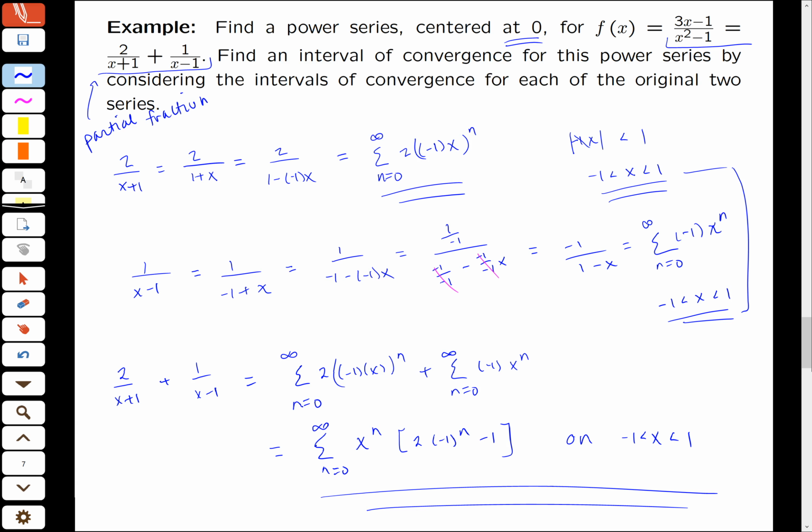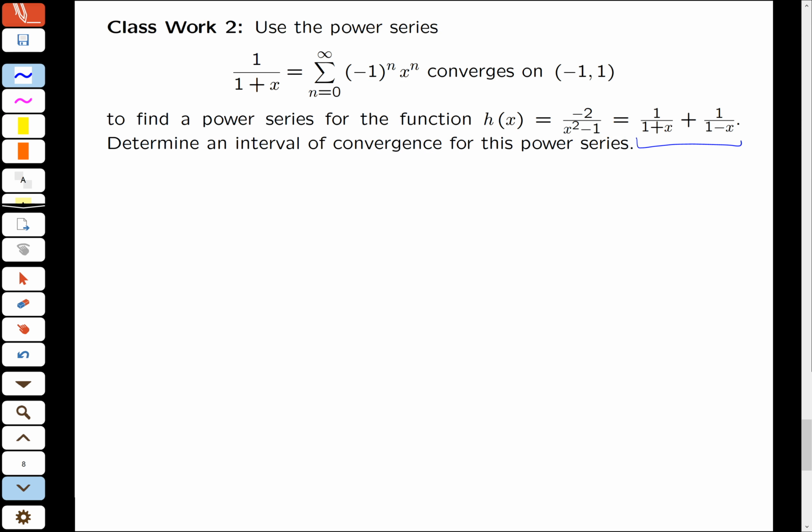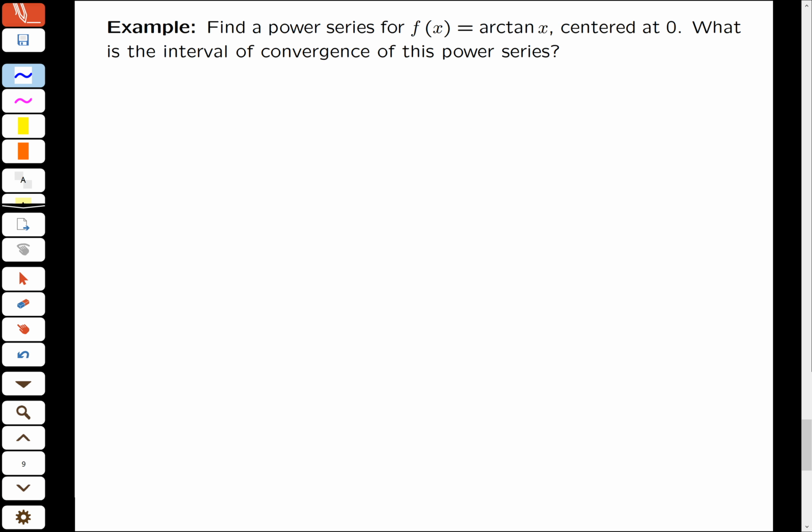Okay, compare your answers with each other. Does everybody have the same answer on that one? And let's go to our last topic for today. Find a power series for f of x equals arctangent x centered at c equals 0. What is the interval of convergence for this power series?